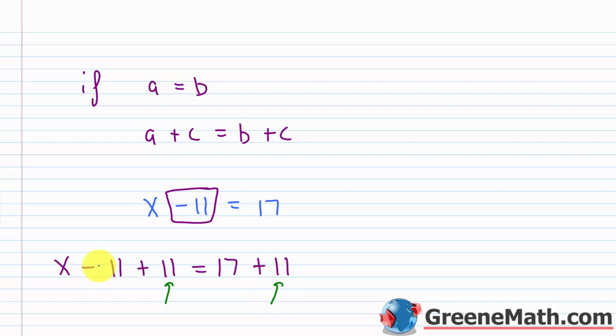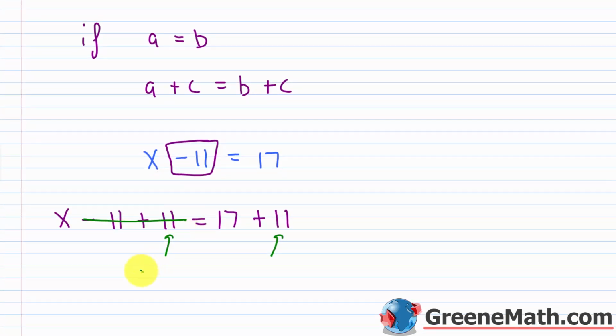Over here, negative 11 plus 11 is 0. So I can just say this is x over here. So I've isolated the variable. And then here, 17 plus 11 is going to give me 28. So x here would just be 28, right? 28 minus 11 does give me 17. So this is in fact the correct solution.